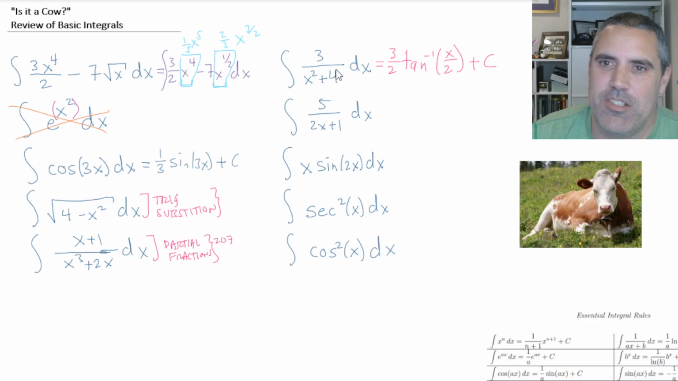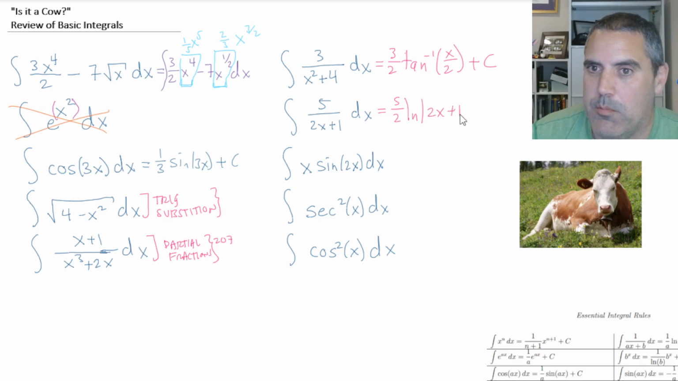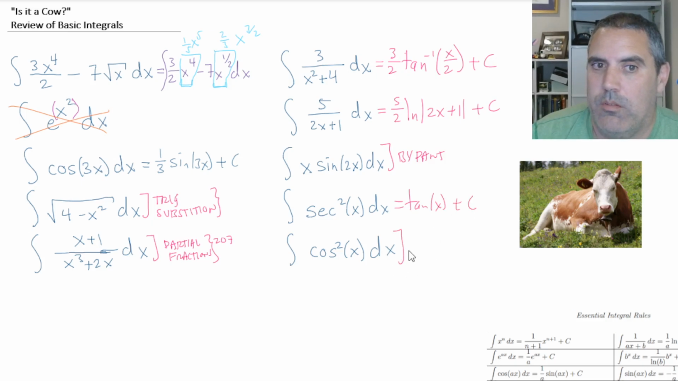Anyways, this is arctangent. This number here is the square root of the 4. You have to know that one's coming. This one's actually the log, but there's a little adjustment for the number that's in front of this. That's in my table as well. That's one people sometimes forget. This one is by parts, so it's not a cow. This one's in our table. This is not in our table.